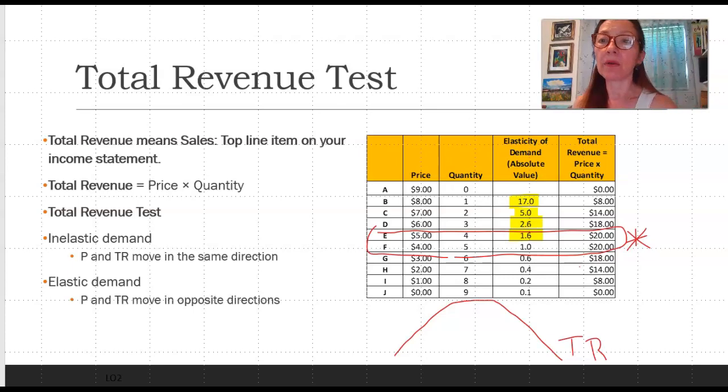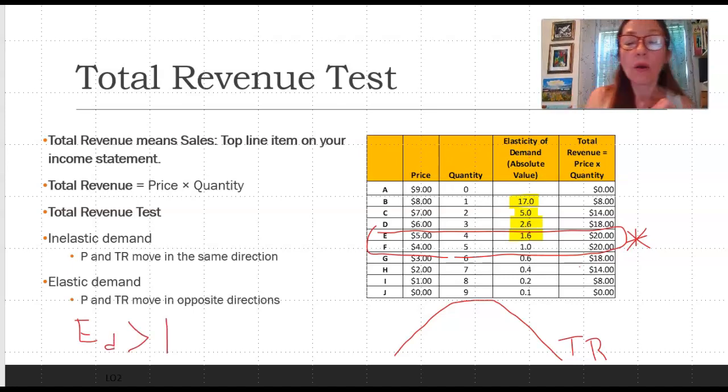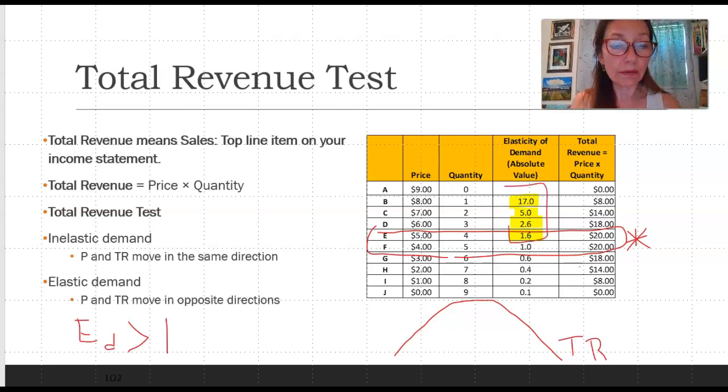And what do we mean by that? Well, an elastic number would be any one in which elasticity is, I think it'd be better if I put it down here, where elasticity of demand is greater than 1. Okay, so over here, all of our elasticities are greater than 1. That is the elastic range of our demand curve.